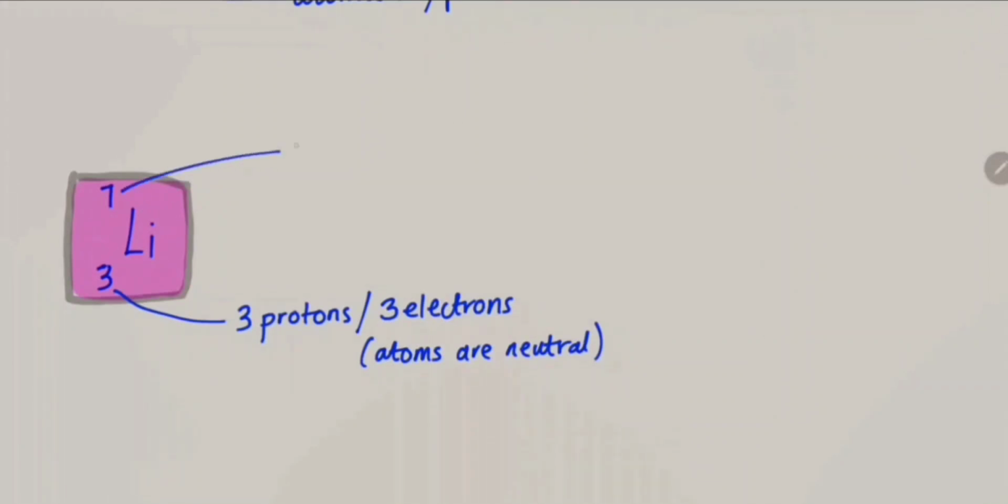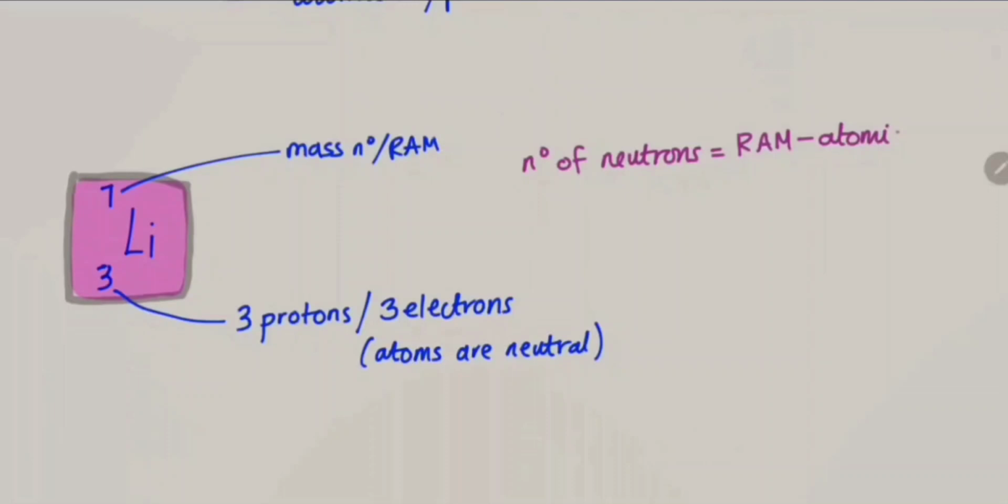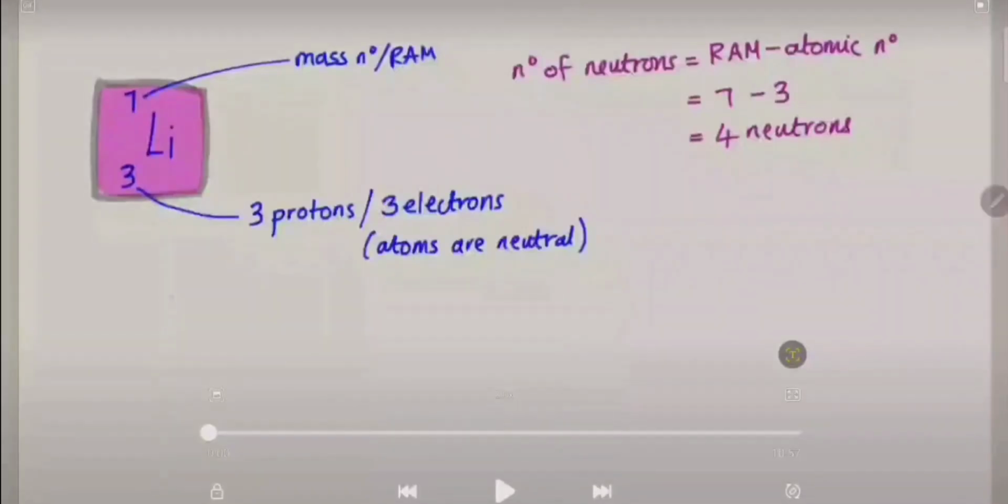So the top number is the mass number, and we can work out the number of neutrons by taking away the atomic number from the relative atomic mass. And in this case, it's going to be 7 take away 3, which is 4 neutrons. So if you look, just by knowing the atomic number and the mass number, we can work out the number of protons, electrons and neutrons of an atom.